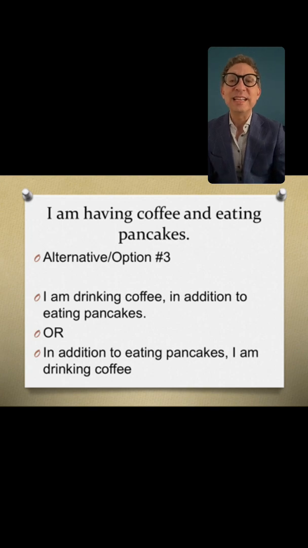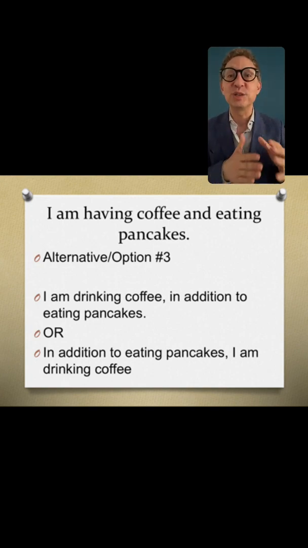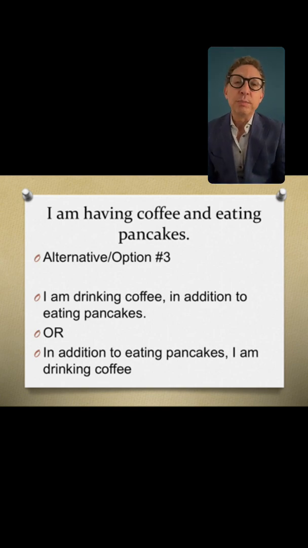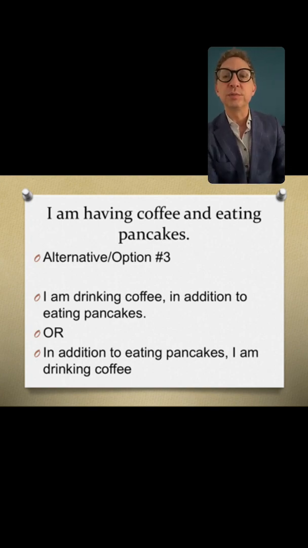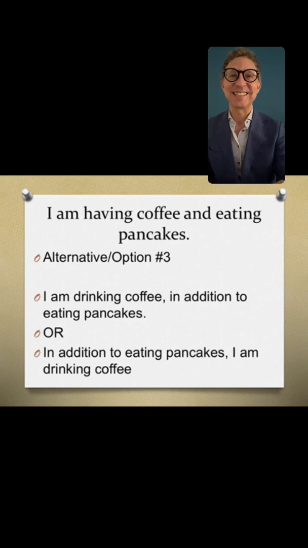All right, in addition to means something extra. So I'm lifting weights in addition to running. So I'm doing both things, not just one thing. So we might assume that a lot of people do one thing if you use this form of the sentence with in addition to. So it's not just this, it's this.